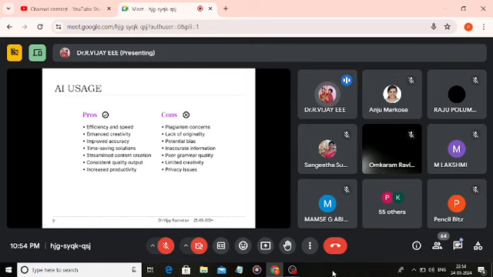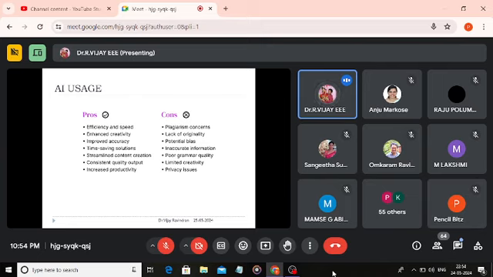Yes, yes. So I have already told that using AI related tools may enhance your research, but it may not be correct all the time. So here is the slide which makes you understand the pros and cons of AI usage.